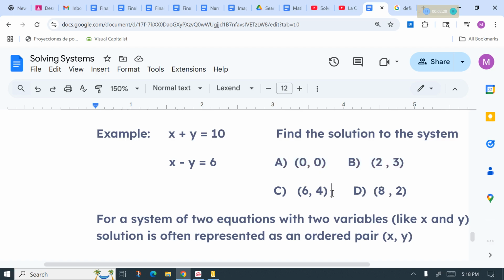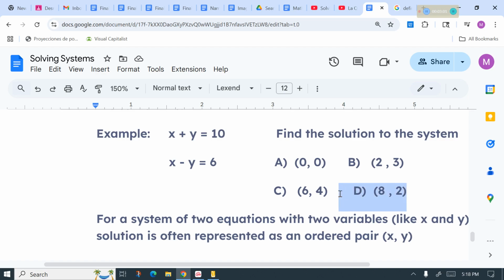Okay, so now let's try 6 and 4. 6 plus 4 does make 10. So we would say that this answer satisfies the first equation, right? This solution does satisfy this one. But what about the next one? Is 6 minus 4 equal to 6? No, that's not true. 6 minus 4 is equal to 2, not 6. So these numbers, even though they make the first equation true, don't make all of the equations true. They only make the first one true, not the second.